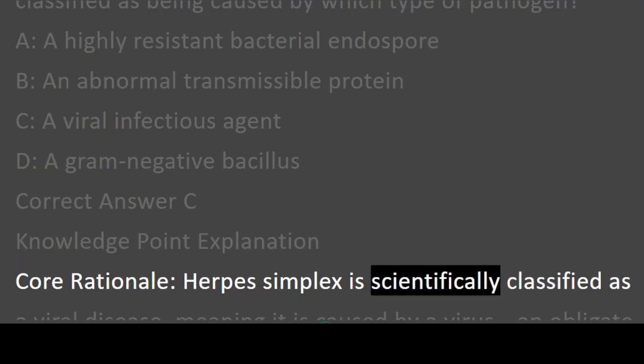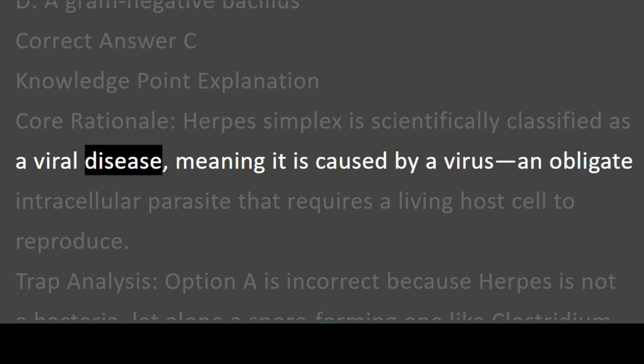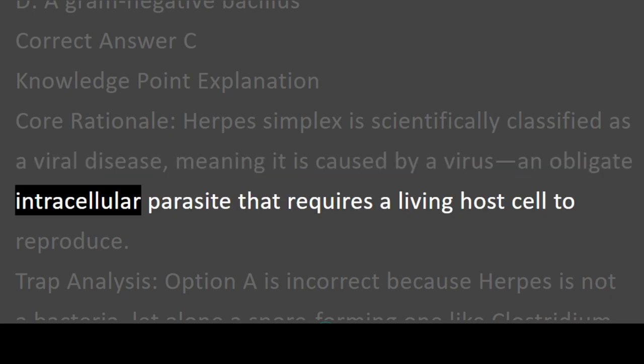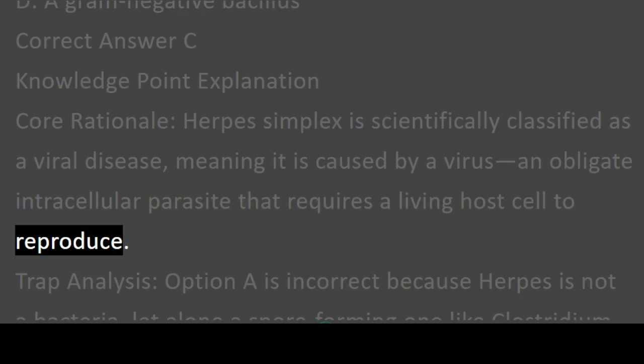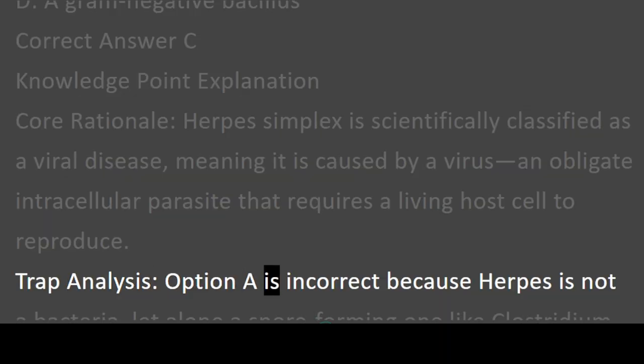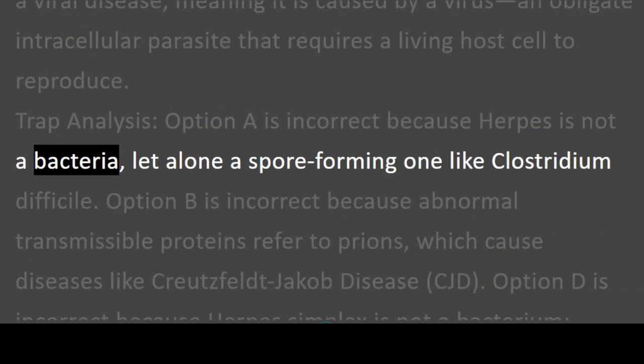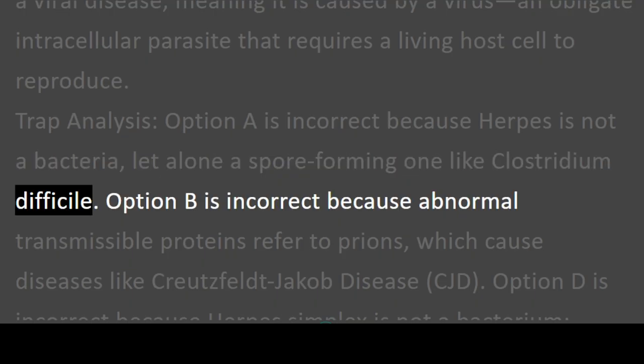Herpes simplex is scientifically classified as a viral disease, meaning it is caused by a virus, an obligate intracellular parasite that requires a living host cell to reproduce. Trap analysis. Option A is incorrect because herpes is not a bacteria, let alone a spore-forming one like Clostridium difficile.